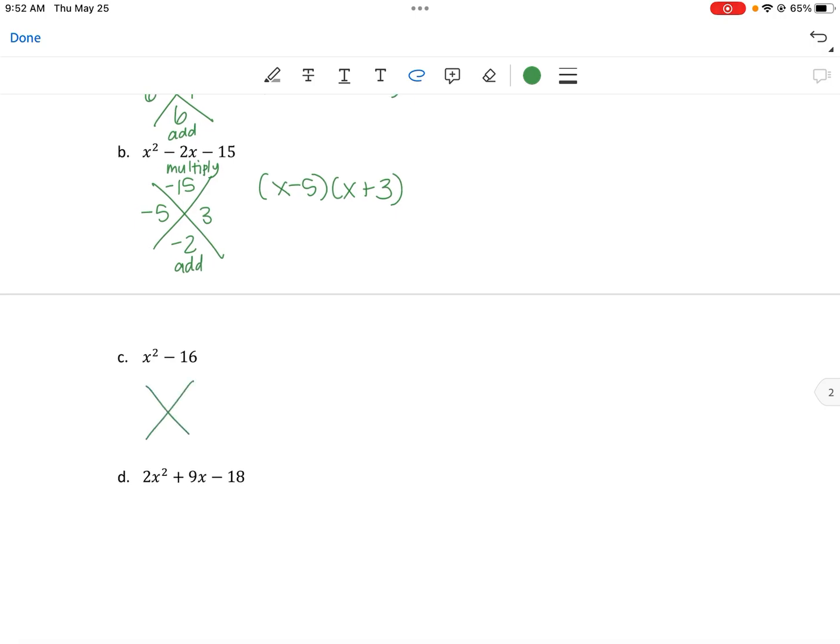This one you could do a similar thing. You could say it's multiplying to negative 16. There's nothing in the middle, so you get like a negative 4 and a 4. Or think about the difference of squares, right? So the square root of x squared is x. The square root of 16 is 4. So you get x minus 4, x plus 4.